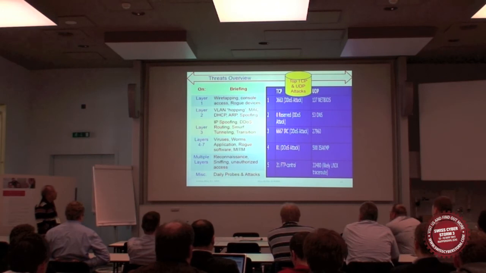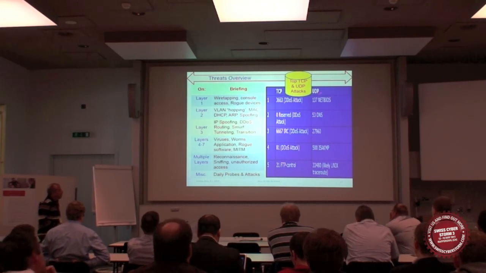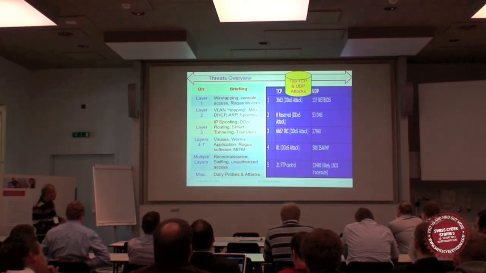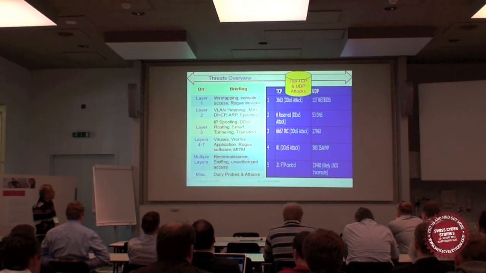And the threats are over TCP or UDP ports. These are the major security attacks for IPv4 and IPv6, from layer 1, layer 2, layer 3, layer 4 to 7, and multiple layers and miscellaneous. And this is the briefing for these attacks. These are common between IPv4 and IPv6.